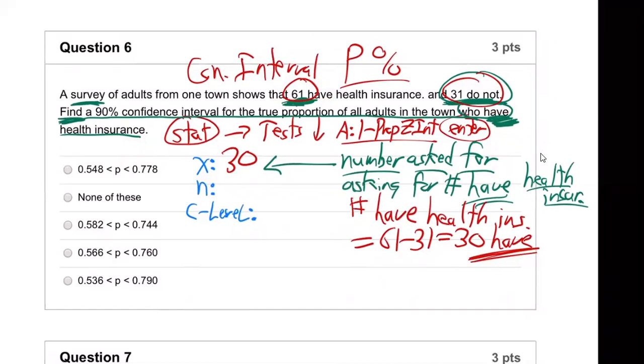That's the tricky part. What's N? That's just 61. That's always the total. Confidence level, what do they want? Oh, 0.90. There it is right there. Or you can just go 0.9 or 0.90, either way. Hit the buttons on your calculator. Now it's a piece of cake. But there's that one stumbling block.